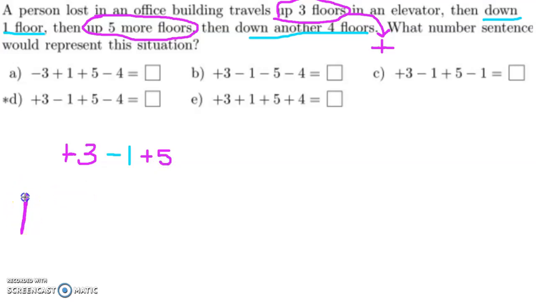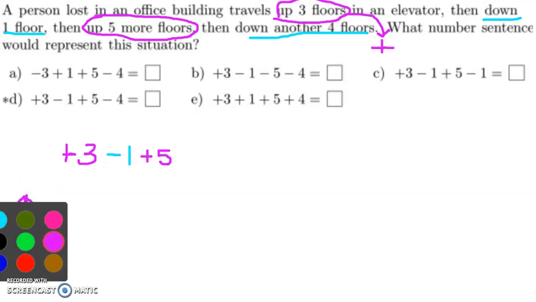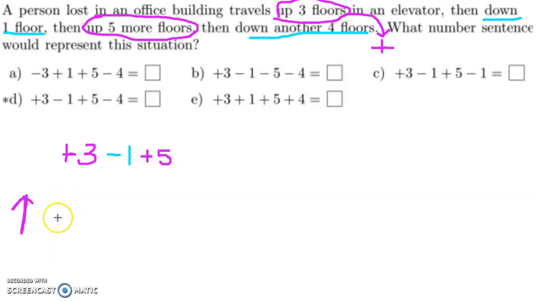So remember, I'm going up 3 on the elevator. Then I went ahead and went down 1. Then I went ahead and I went up 5 more from there. And now finally it says I'm going down another 4 floors. If I'm going down another 4, that means it's a negative number, negative 4.